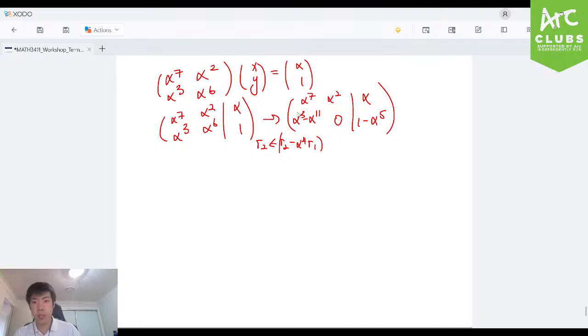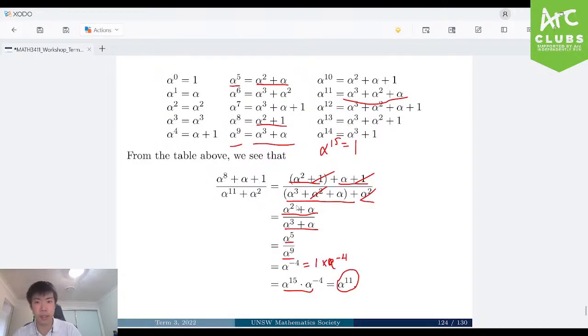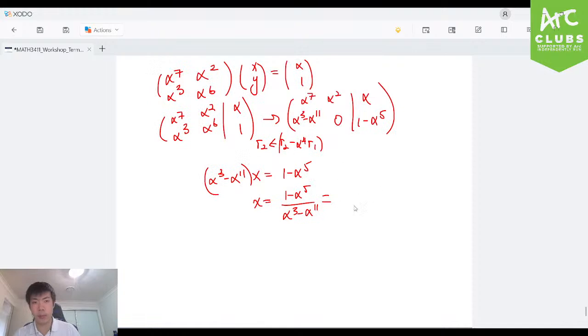Well, what's next? Then that means I know from the second row here that alpha cubed minus alpha to the power of 11 times x equals 1 minus alpha to the power of 5. So x equals 1 minus alpha to the power of 5 over alpha cubed minus alpha to the power of 11. And then this will just become the same exercise as what we did here, right? Where you just find the values and match them up, and then you reduce it to a simplified value.